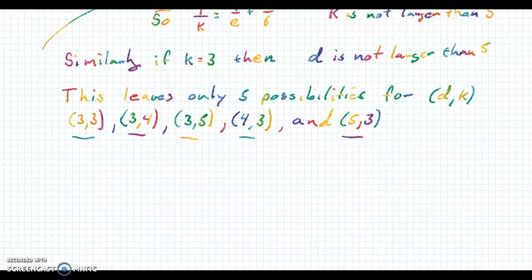So I realize this is a slightly different proof than the one in the book, but I thought it would be fun to see a different proof. And I think I'll leave it at that.